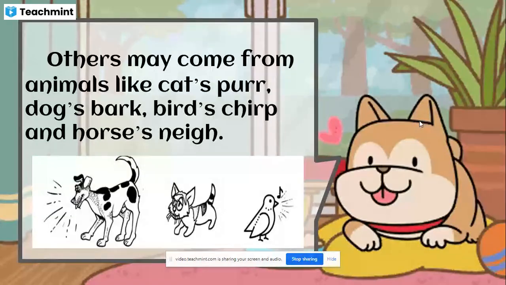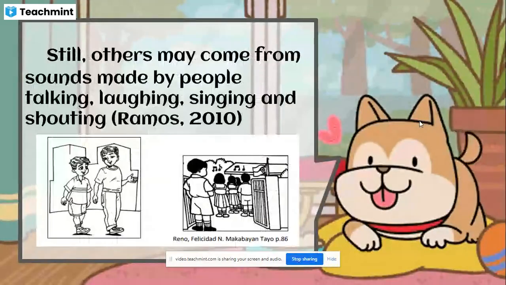Here are other sounds that came from animals. Alright. Okay. Grade 1. Listen. Still others may come from sounds made by people like talking, laughing, singing, and shouting. So, talking, ito, nagsasalita ako sa inyo, I have a sound. Laughing, tatawa ka, may sound. When you sing, there is sound as well, and when you shout there is sound too. No? So, people also make sounds.